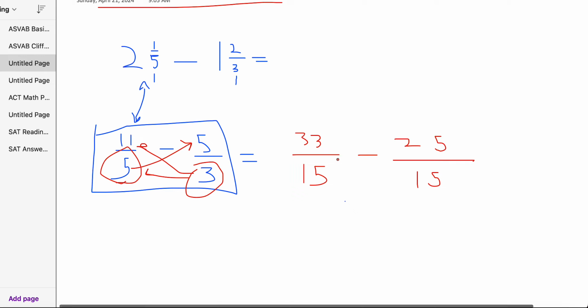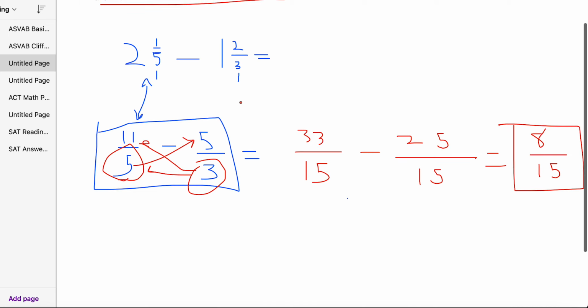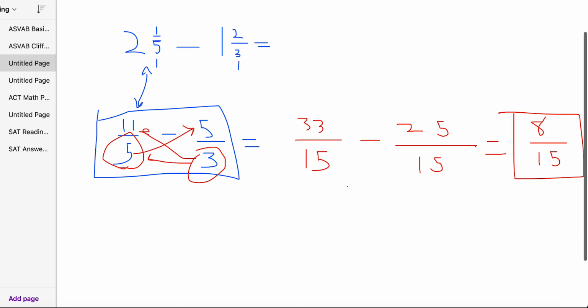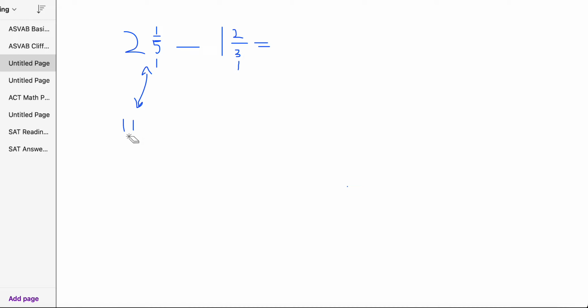Now that we have the same base, we can carry out the subtraction. In this case, we take 25 from 33, which equals 8. So 8 over 15 would be our answer for that one. Typically that's how I handle these. Let's now jump on to multiplication, and afterwards we'll do the division, and we can end there.